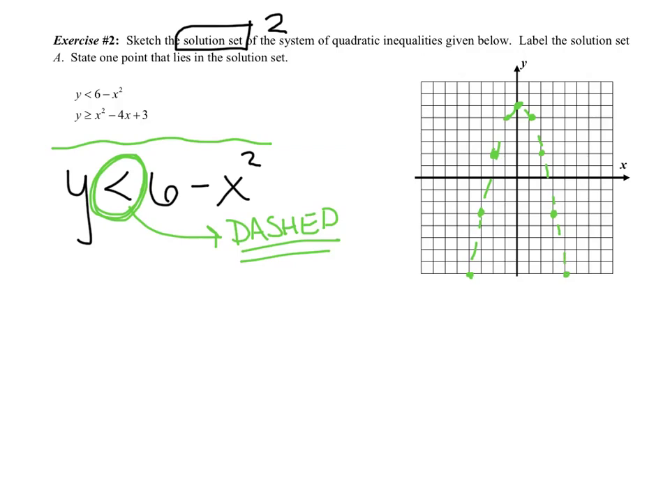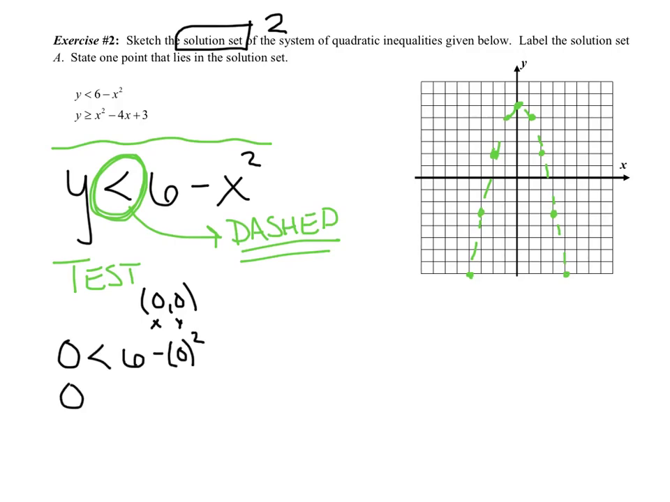Perfect. All right, now remember, I'm not done till I shade, so now I test a point. And it's easy. You just pick any point that's not actually on the parabola. So I like to pick somebody inside. I think the point 0, 0 is the easiest point if it's not on the parabola, so I'm going to start with that. I'll plug this into x and this into y. So I said 0 is less than 6 minus 0 squared. Would you agree or disagree that 6 is less than 0? Hopefully, you say no-brainer. Whoops, I'm saying it backwards. 0 is less than 6. So that is definitely true.